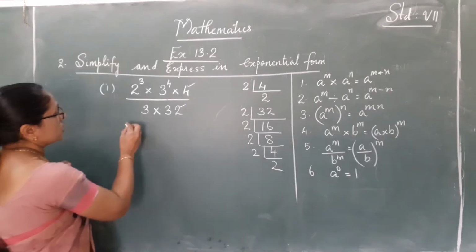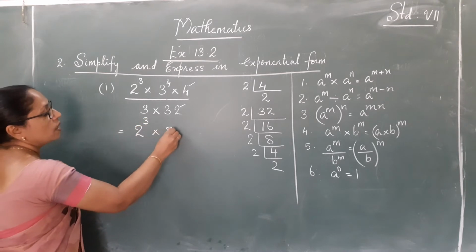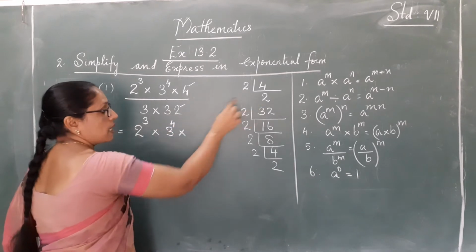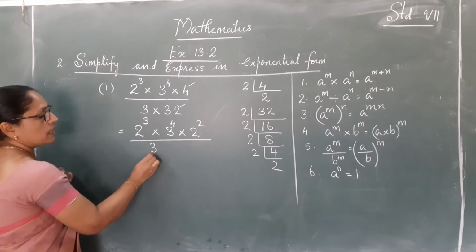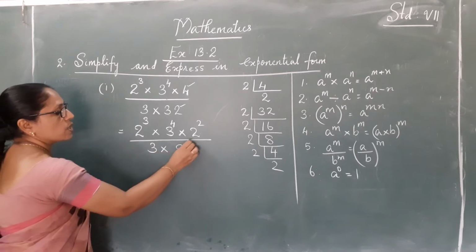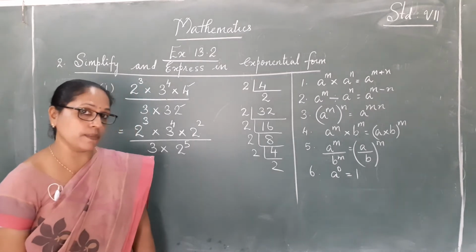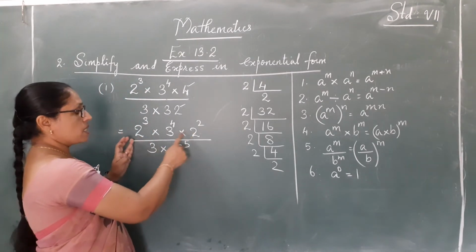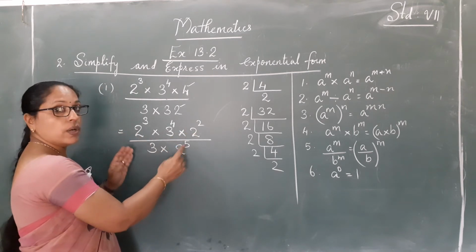So we can change this as 2 raised to 3 into 3 raised to 4 into 4 is changed as 2 raised to 2, by 3 into 2 raised to 5. 32 is changed as 2 raised to 5. That's the first step. Clear? Now what you have to do is group the same bases. Which are the same bases? 2, 2, 2. Arrange it.